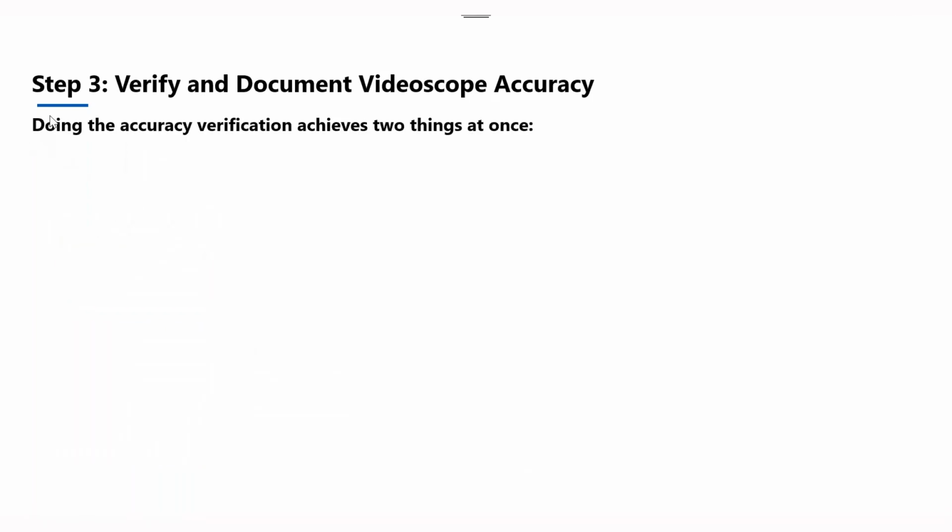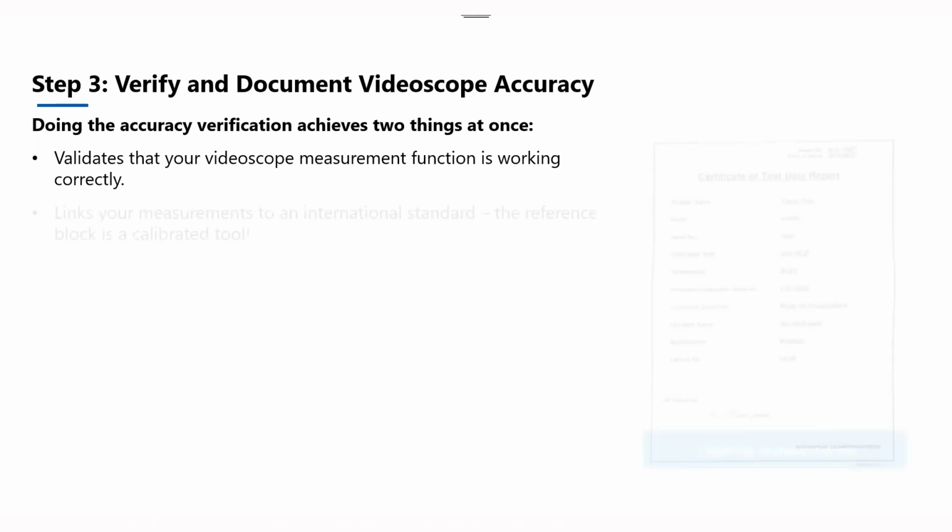So when we do this accuracy verification, we get two things done at once. The first thing is that we are validating that our videoscope measurement function is working correctly. And I have to repeat how important that is, because if you don't do this, you might get results that you have no idea if they are correct.